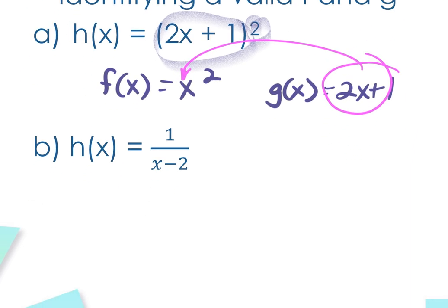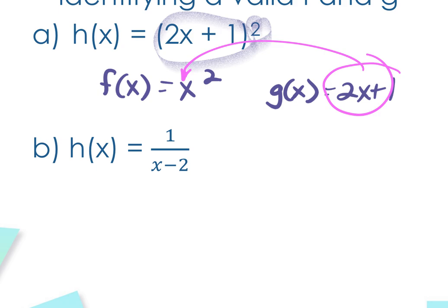So if I look at b, what would be the parent function? 1 over x. So f of x equals 1 over x. And then g of x, what would I have to plug into that x to get it to be 1 over x minus 2? X minus 2.